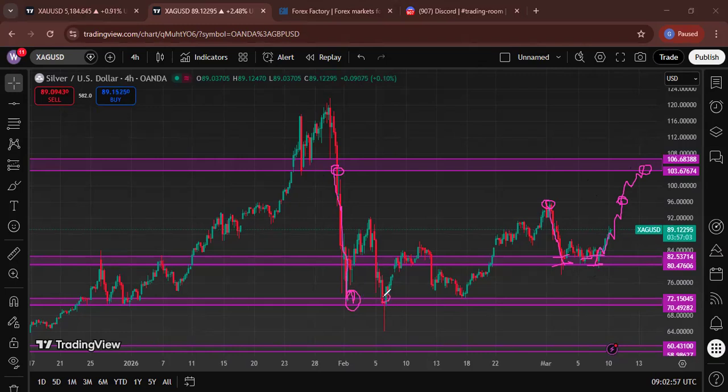Then from this demand, the rally again back to this demand, then the rally all the way to these highs of 103.67674. So even for silver, I'm still anticipating to see a potential push to the upside, right? So we have that. Let's observe and see how price gets to react to this.